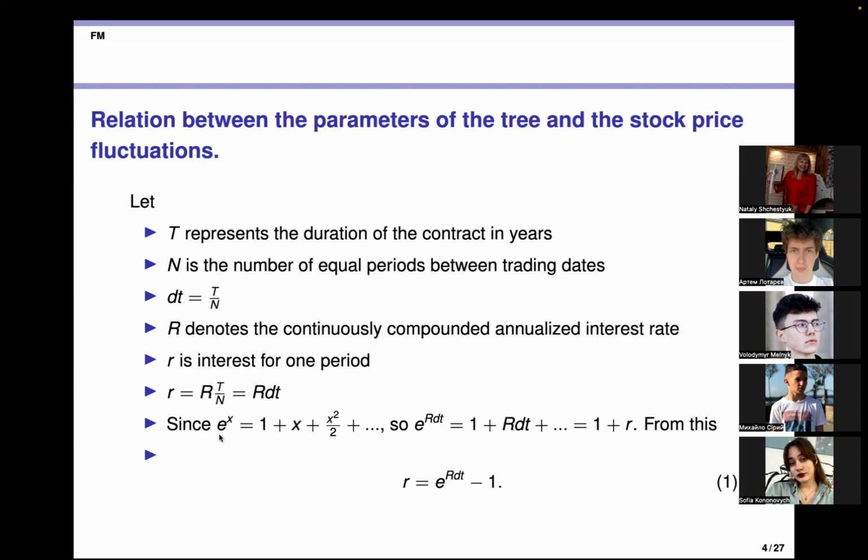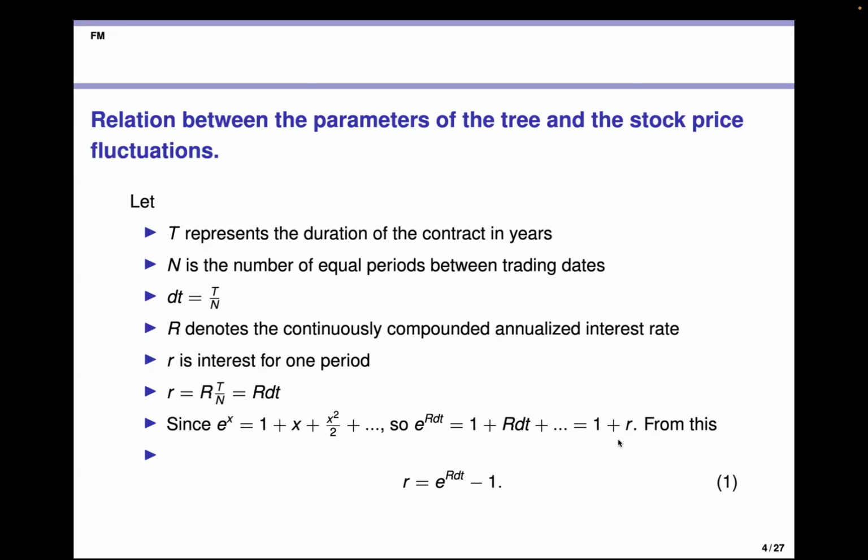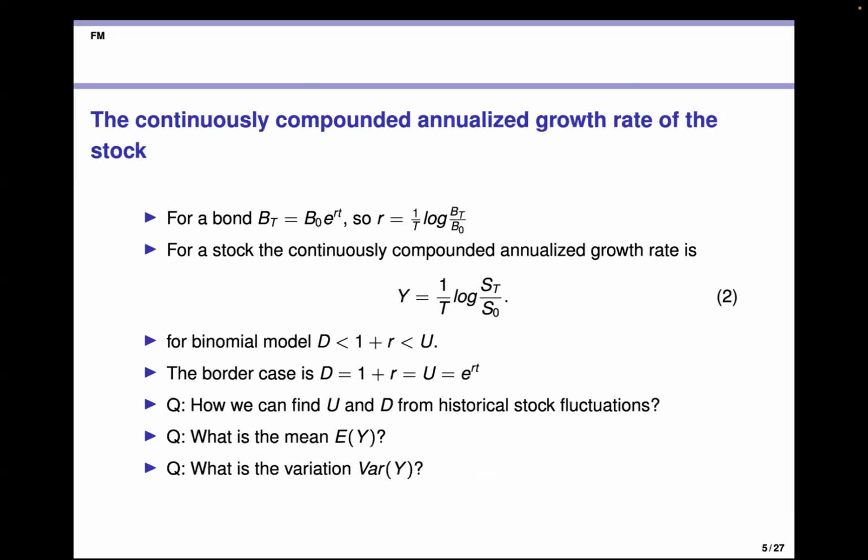You know how e to the power x, the exponential, can be expanded in a Taylor series. If we replace x by r dt, it will be 1 plus r dt, but r dt is little r, so we have 1 plus little r. Later we will use this formula. From this, little r equals e to the power r dt minus 1. Maybe you have any question about it? No? Okay.